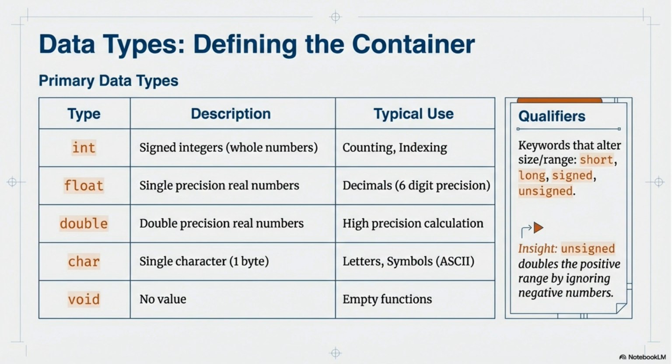Primary data types include int for integers, float and double for real numbers, and char for single characters. Qualifiers like short, long, signed, and unsigned can alter the size and range of these types.